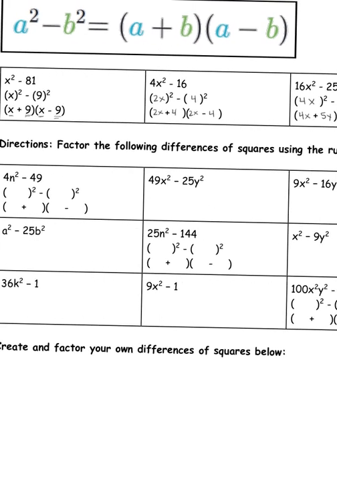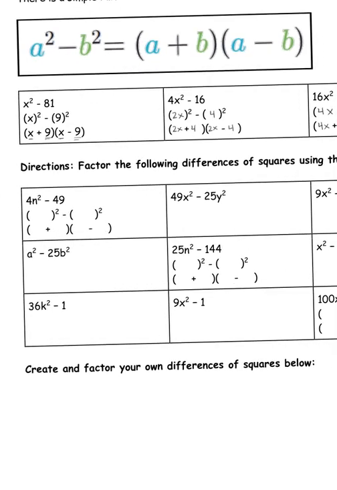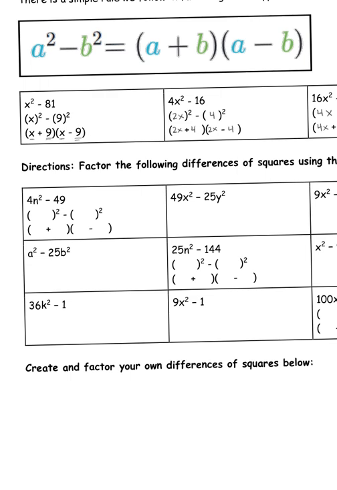All right, so now we're going to take a look at some more examples. We're going to factor again using the difference of squares. So we have 4n squared and 49. Again, we're just going to take the square root. The square root of 4 is 2. The square root of n squared is n. The square root of 49 is 7. So 2n, and then we're going to have 7.